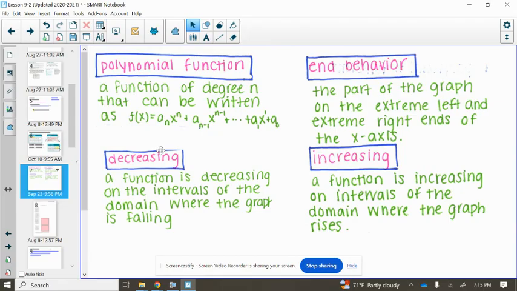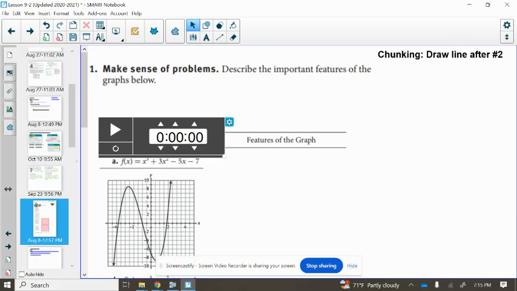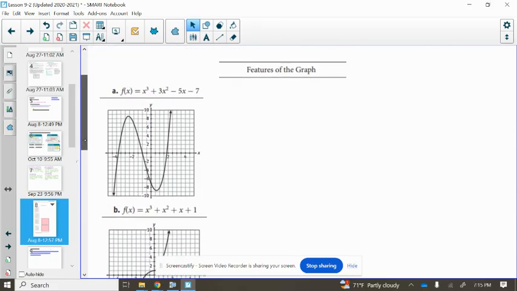So we talk with these polynomial functions with their overall highest degree, and they usually like to write them in nice descending order. Again, we talked about some of these other vocab words with end behavior and then increasing versus decreasing. So now we see on page 124 these different graphs, and we want to talk about these different important features of the graph as they pertain to what they gave us.